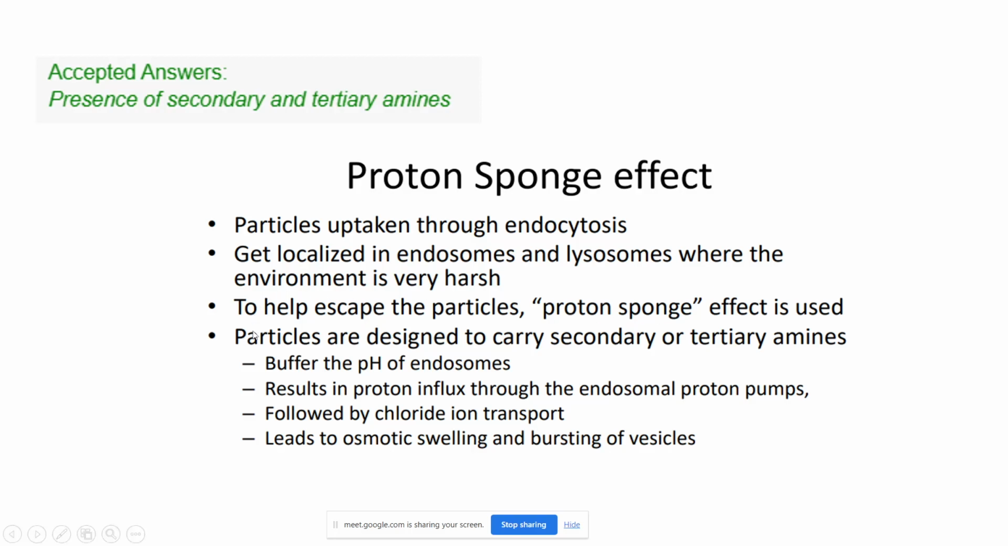is used, wherein particles are designed to carry secondary or tertiary amines. These then can lead to buffering the pH of the endosomes, resulting in proton influx through the endosomal proton pumps, and that is followed by chloride ion transport, and this leads to osmotic swelling and bursting of these vesicles to release the particles outside. So presence of secondary and tertiary amines will be the correct option.